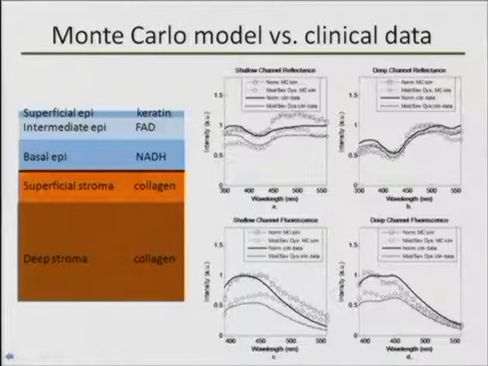Another advantage of doing spectral measurements is that we can compare with Monte Carlo models of light propagation in tissue. So this diagram shows an example of one particular model that we've used, with the epithelium broken up into superficial, intermediate, and basal regions, the stroma broken up into superficial and deeper regions. Each of these regions in the model has been assigned particular optical properties, absorption and scattering properties, and particular fluorescence properties with a characteristic fluorophore assigned to that region. And the graphs here show comparisons between the clinical data, shown as the solid and dotted lines, versus the simulations, which are shown as the square and circle marks that you see there, showing that we're in rough agreement with the clinical data.